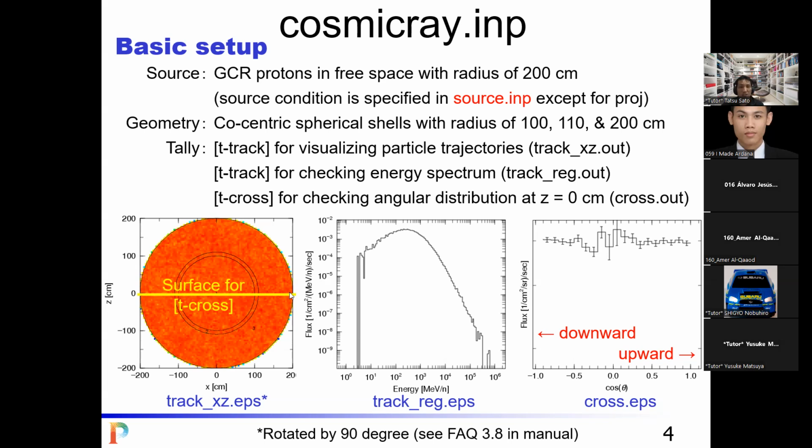And the geometry is concentric spherical shells with radii of 100 centimeters, 110 centimeters, and 200 centimeters. So this shell roughly represents the spacecraft. The actual spacecraft is more complicated, but for lecture purposes, so as not to confuse you with complicated geometry, simply spherical shells are used for the spacecraft.